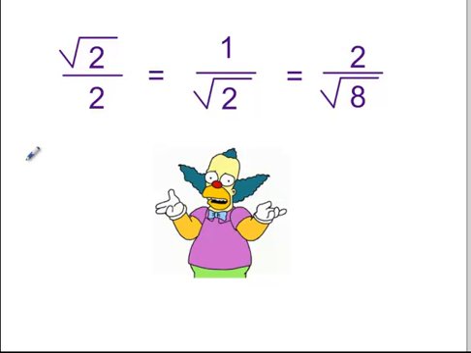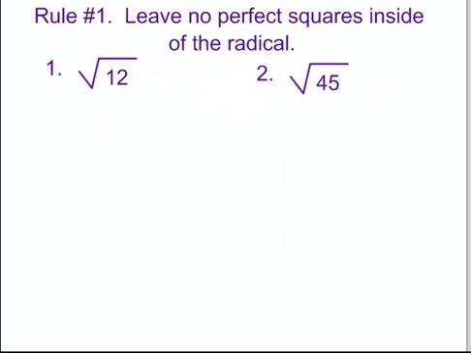It's like saying 4/8 is equal to 6/12 because they're really both 1/2. But it's a little bit more complex than that. Now there are 2 rules, but it's going to feel like maybe a little bit more. The first rule we're going to deal with in this video is leave no perfect squares inside the radicals.